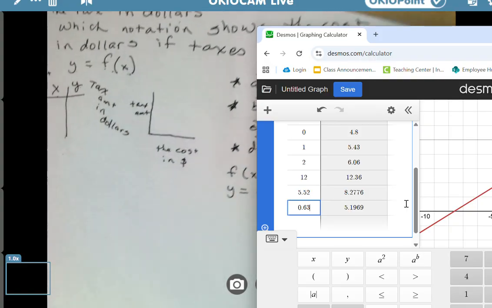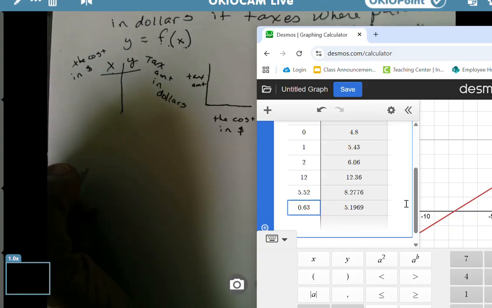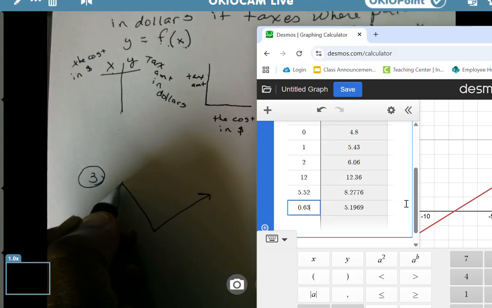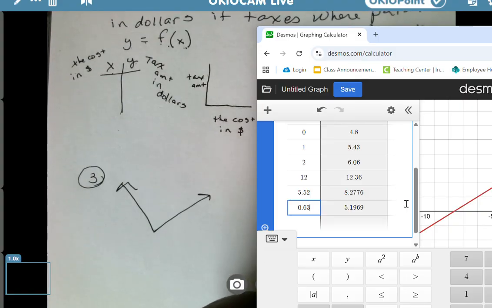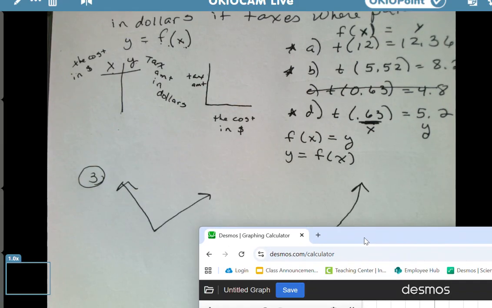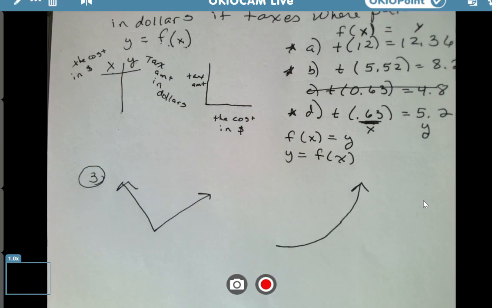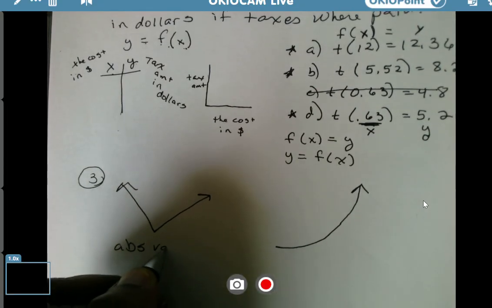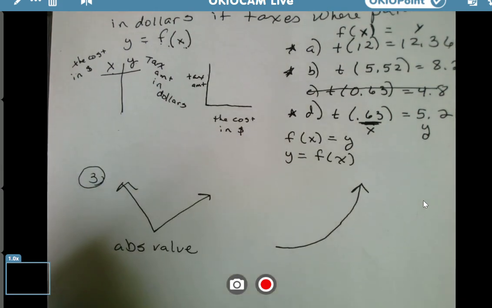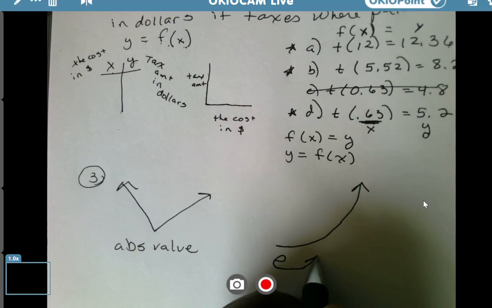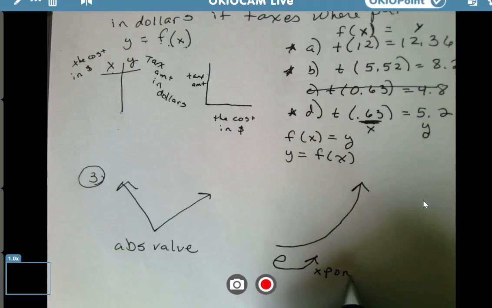Alright, question number 2 and question number 3, I'm going to put them together. This is called what type of function? And this is called, hold on, let me move my calculator. Alright, this is an absolute value function. You should be able to identify it as an absolute value function. This one looks like an E, doesn't it? Whee! Exponential function.